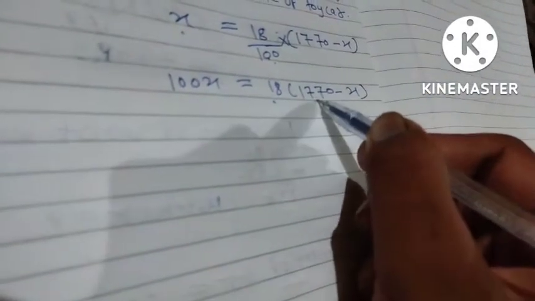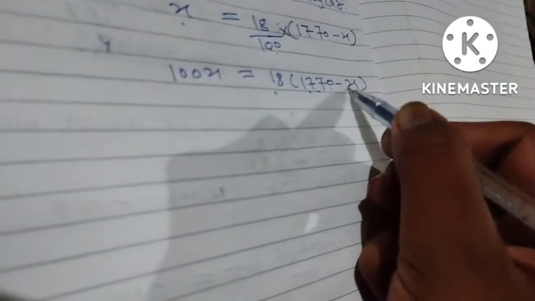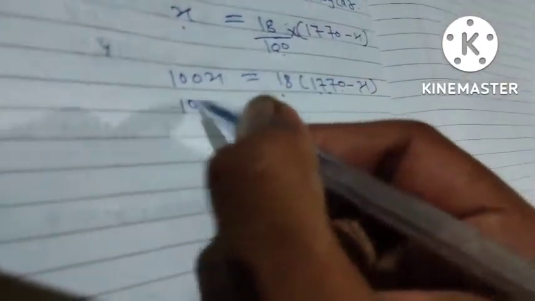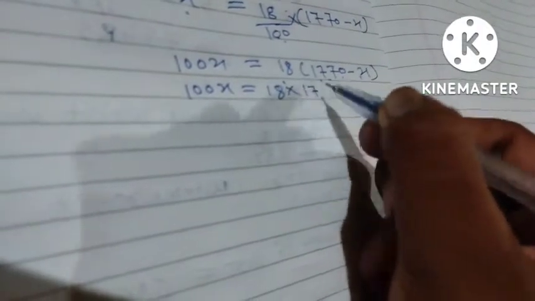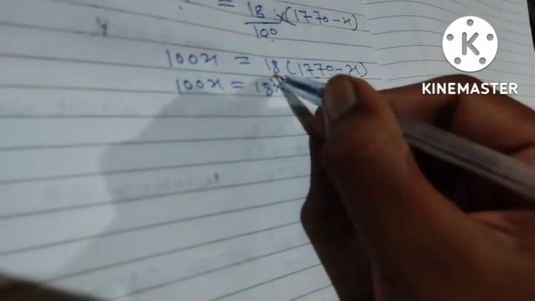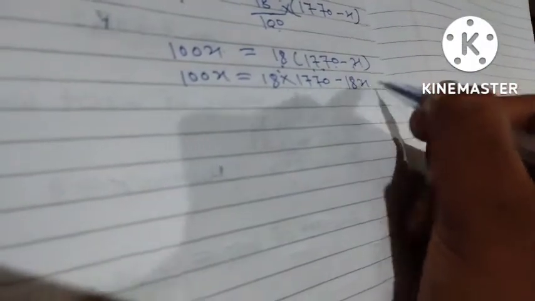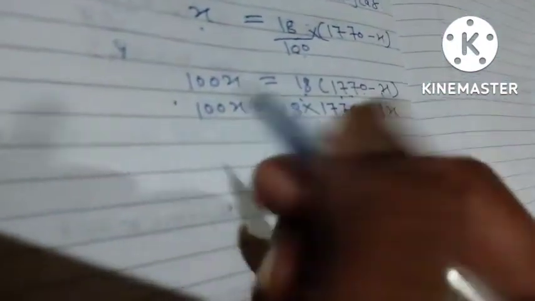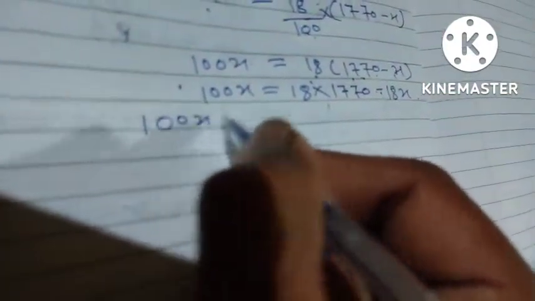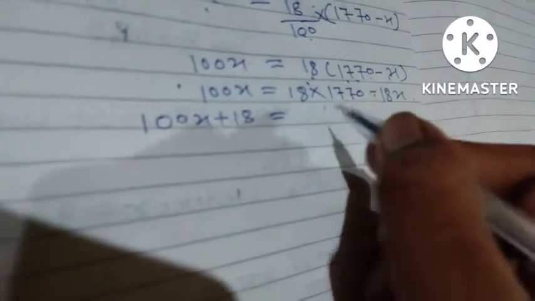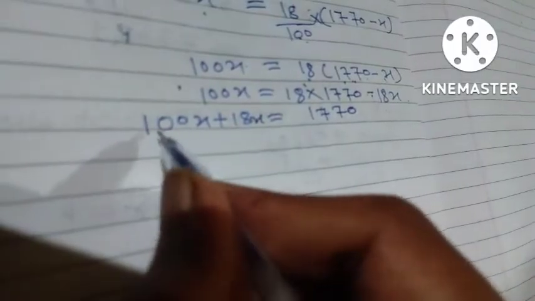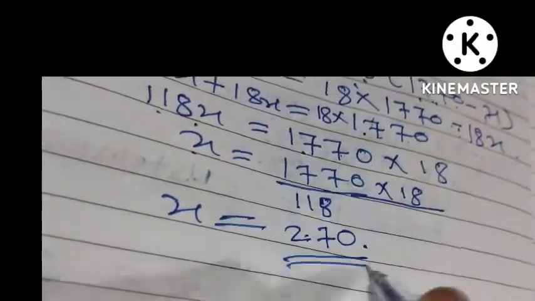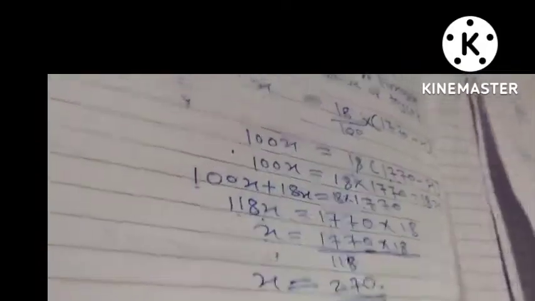This 18 is multiplied with 1770 and X. So let's multiply that. 100X is equal to 18 into 1770 minus 18 into X, which will be 18X. Here it is minus, when it comes to this side, it will get added. So 100X plus 18X is equal to 1770. Let's get 118X is equal to 1770. It will be the amount of GST. 18.